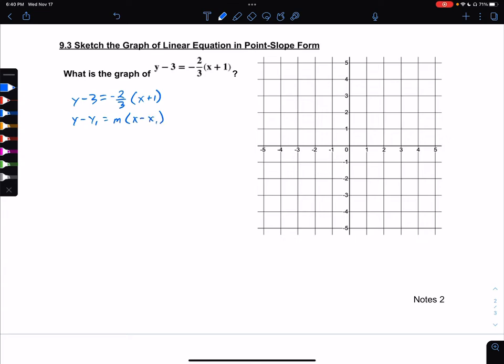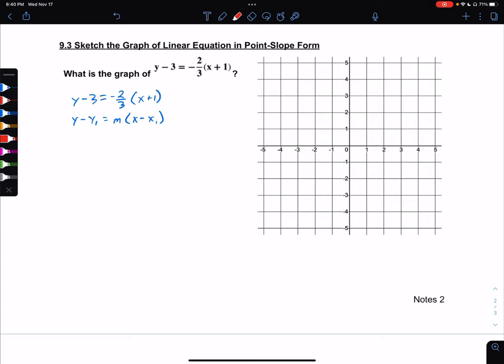What we need to be careful of, if we're trying to pull the point from the equation, you want to watch out for your signs. So notice that we have this y minus y1. So if it's y minus 3, this value here is really just a 3, right? That y1 is 3. But we need to be careful of this sign here. This plus 1 doesn't match up with that minus x1.